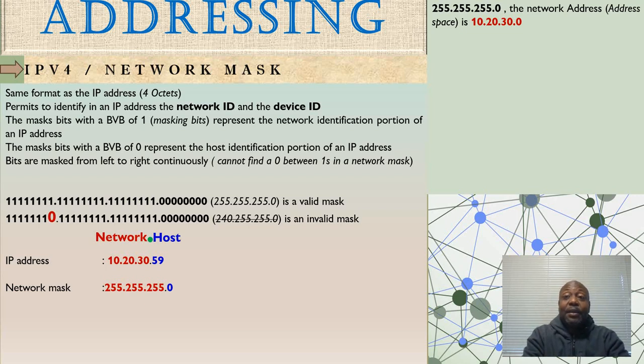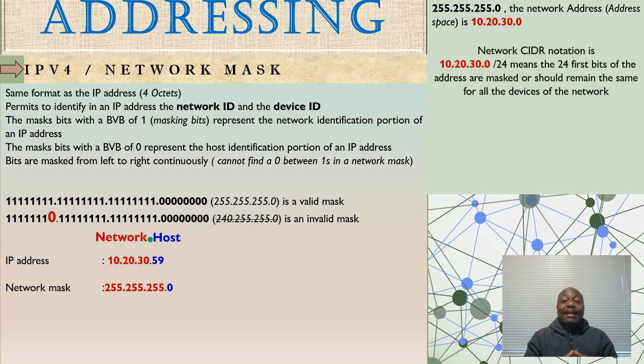Based on that, the network identification is going to be 10.20.30.0. And the CIDR notation, CIDR stands for classless inter-domain routing, is going to be 10.20.30.0/24. Why /24? Because we're masking the first 24 bits. That's what the network mask is doing.